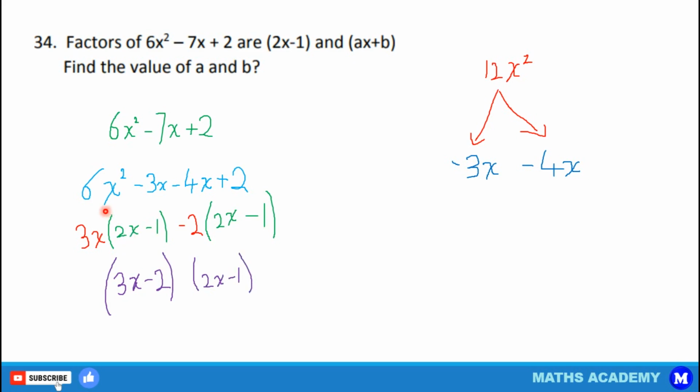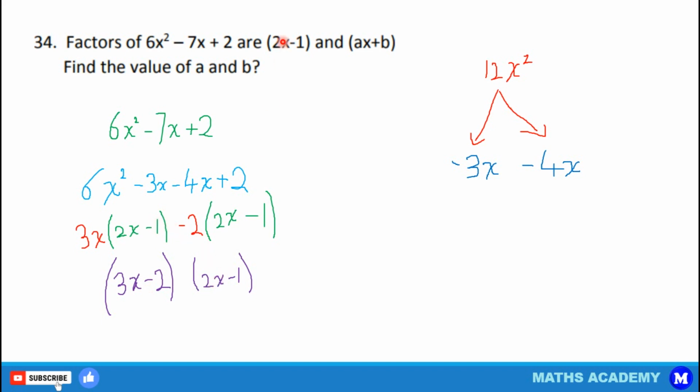So there I have simplified this by taking the common factor out. The common factor of 6x squared minus 3x is 3x. So there you get 2x minus 1. And the common factor of the other part is minus 2. So I have taken minus 2 out, and then I have got 2x minus 1. And from that I have taken the common factor from both: 3x minus 2 in one bracket and then 2x minus 1 in another bracket.